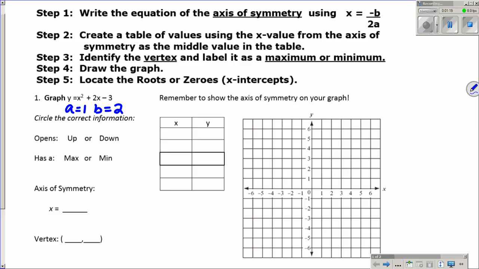To find the axis of symmetry, you're always going to say x equals the opposite of b, so that's going to be negative 2, over 2 times a. So 2 times 1 is 2. If we simplify this equation, this is going to simplify to the equation x equals negative 1. So over here on the left, you're going to write the axis of symmetry, x equals negative 1.